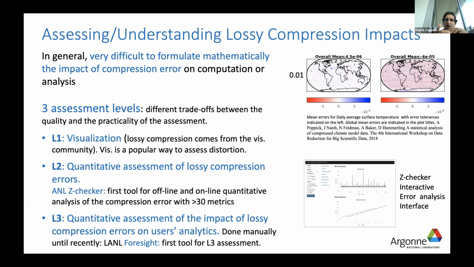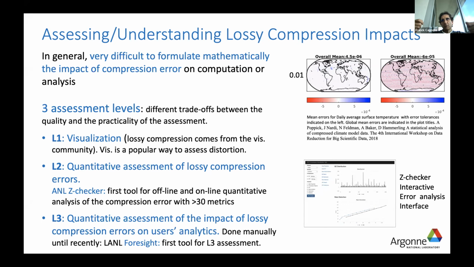But when you are happy with visualization, sometimes there's still some level of error that you want to understand, and you can use what's called level 2, which is a quantitative assessment of the lossy compression error. Here you use tools that perform some statistical analysis to understand the structure of the error, all the aspects of these errors, how your data has been affected. So this gives you more insight about the deviation from the initial data and whether you will be happy with this type of deviation or not.